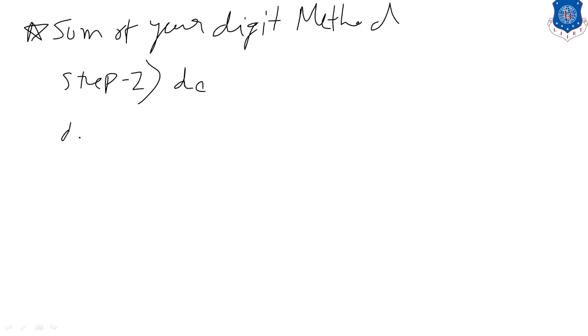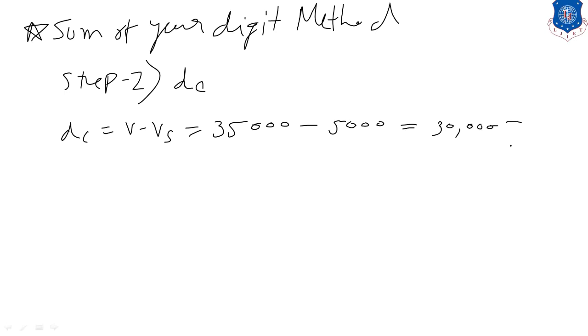So it becomes DC is equal to V minus Vs. V is our original cost, which is $35,000, minus Vs, which means salvage value, which is $5,000. So 35,000 minus 5,000 makes $30,000. So this makes our depreciable cost. Now let's calculate step 2.